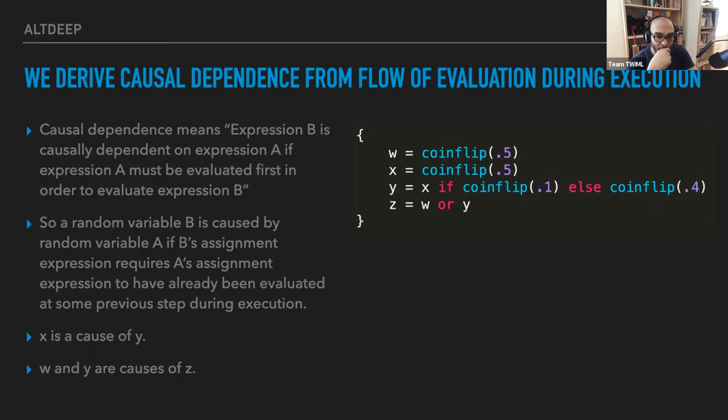Putting that in terms of random variables in probabilistic programming, a random variable B is caused by a random variable A if B's assignment expression requires A's, or in other words, B's definition requires A's assignment expression to have first been evaluated before we can assign anything to B. So in this case, X is going to be a cause of Y, and both W and Y are going to be causes of Z.